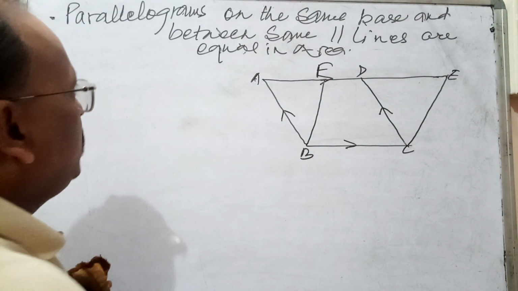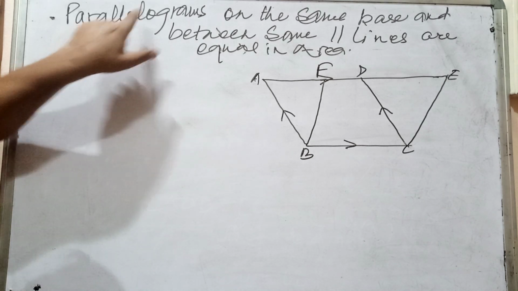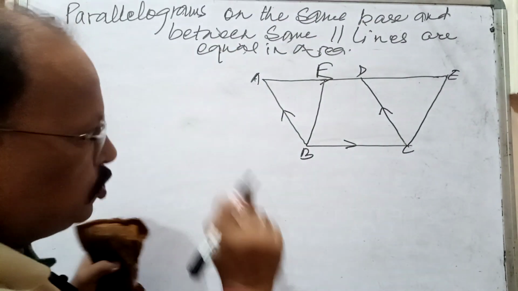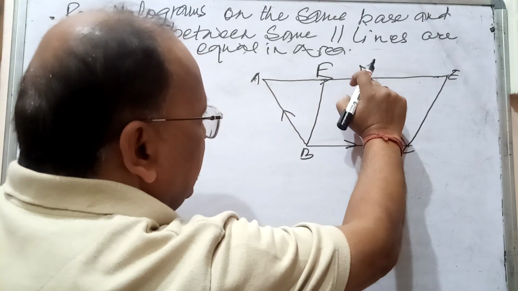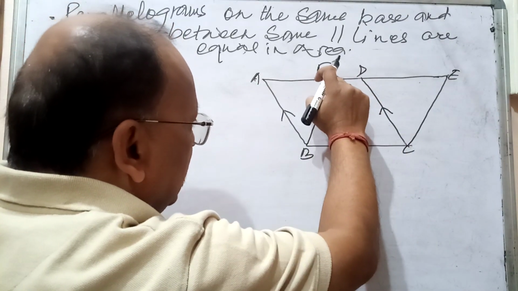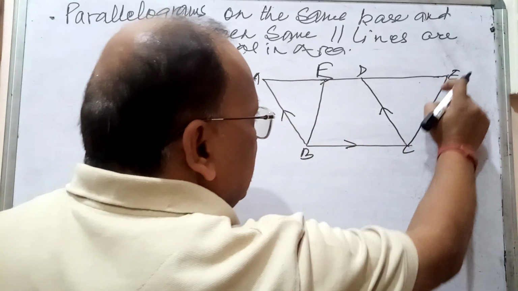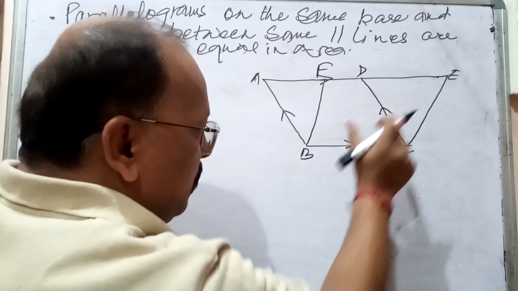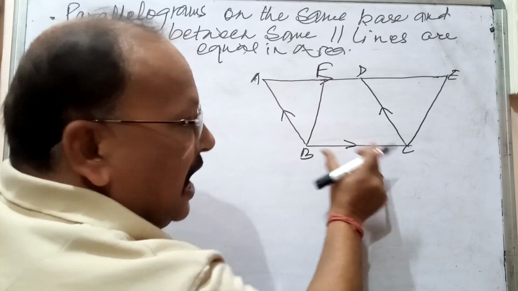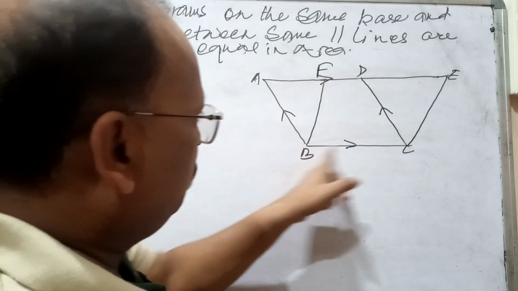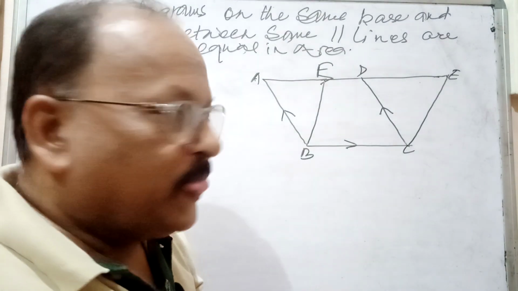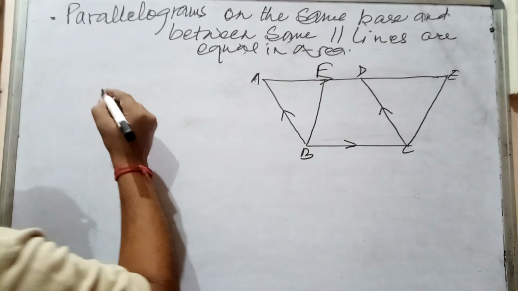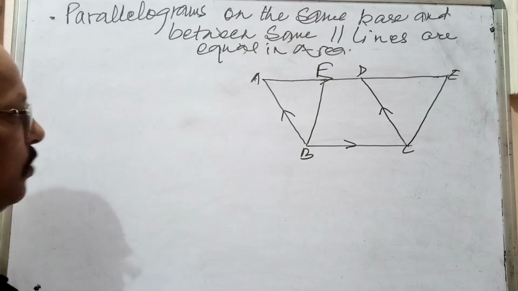We need to prove the theorem on parallelograms on the same base. Two parallelograms, ABCD and FBCE, are on the same base BC and between the same parallel lines BC and AE. We need to prove that these two are equal in area.